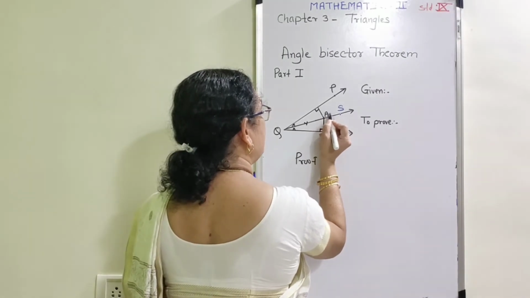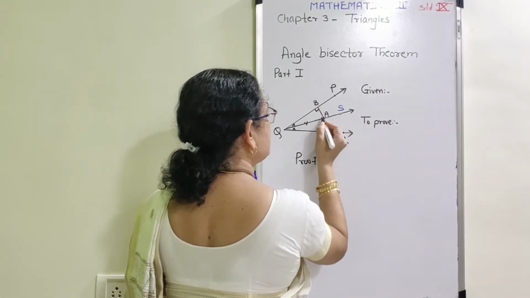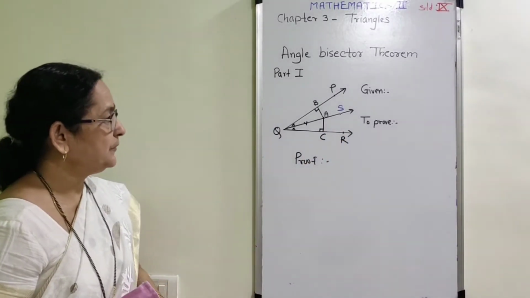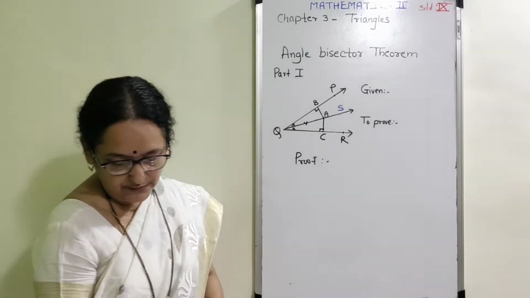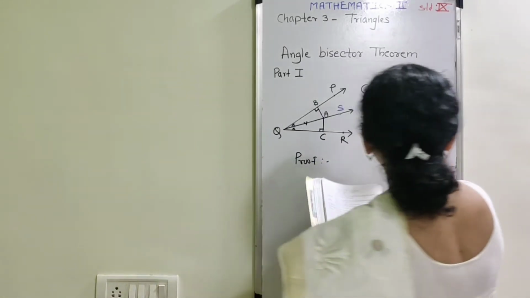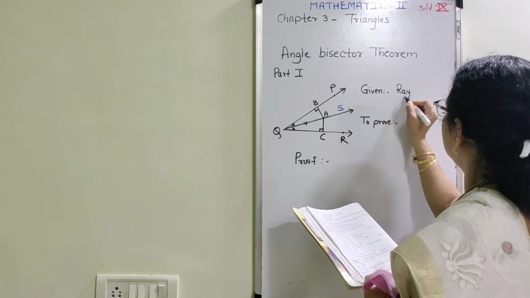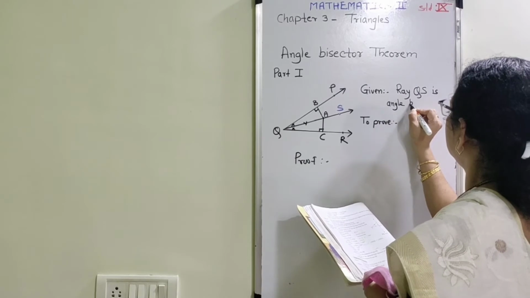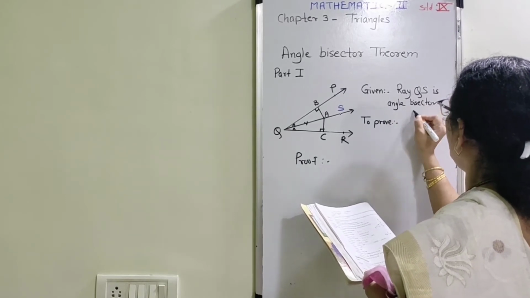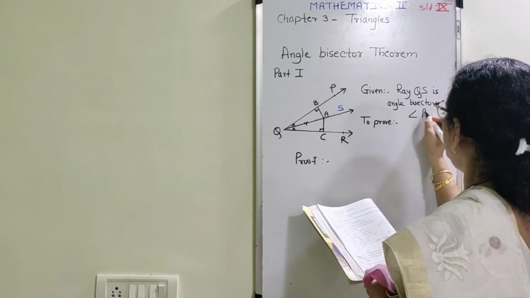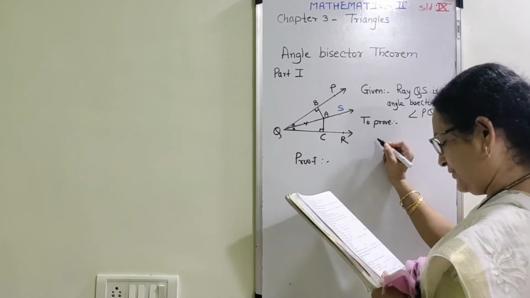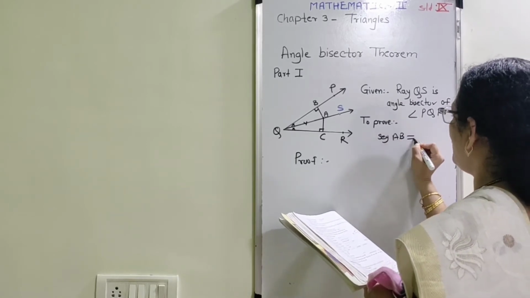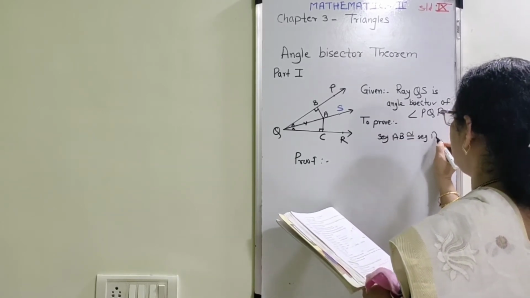This is point A. To determine the distance, draw perpendicular on both the sides, and this is point C. Now observe on blackboard. Here first thing they have given that ray QS is angle bisector of angle PQR. You are going to prove that segment AB is congruent to segment AC.